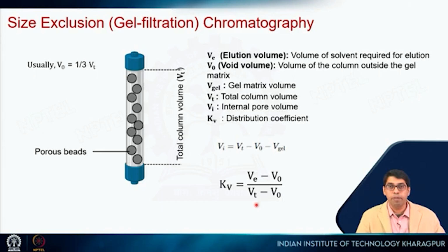So for example, if let's say my V total is 120 ml, V naught is 40 ml, then this will be 120 minus 40, this is 80. So denominator is 80 milliliters. Ve for a bigger protein will be, let's say, 60. So 60 minus 40, that is 20. So 20 by 80, my Kv will be 1/4. If it's a small protein, then Ve will be, let's say, 100, right? So this is 100 minus 40, that is 60. 60 by 80 is 3/4. So this Kv, the distribution coefficient, will depend on the size of the protein.